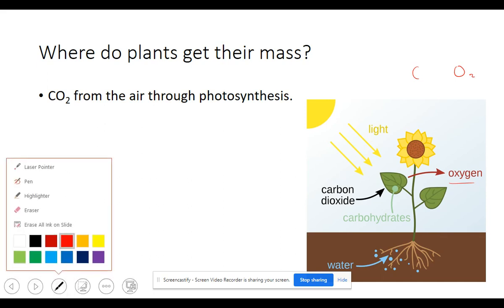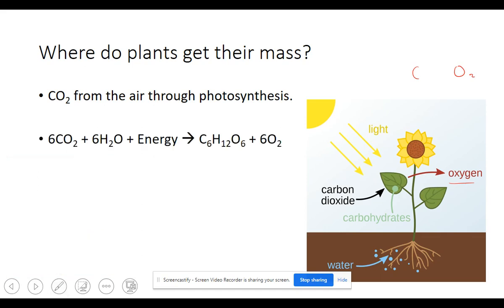From an equation standpoint, that looks like this.